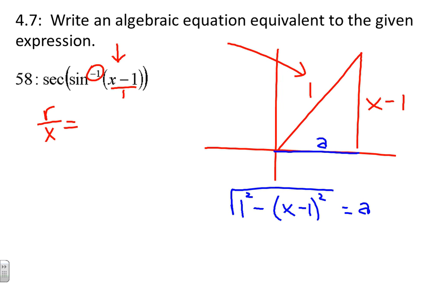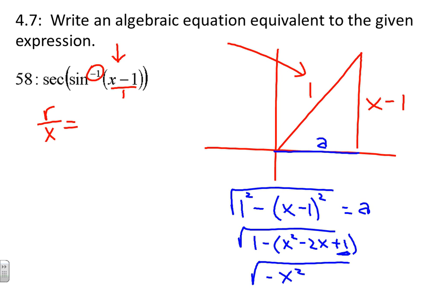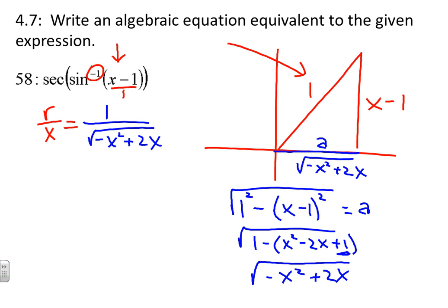Okay, if I do a little simplifying here, this gives me 1 minus FOIL, x squared minus 2x plus 1, and distribute the negative, and I get square root 1 eventually is going to be minus 1, so I get a negative x squared and eventually a plus 2x. So this is root negative x squared plus 2x. And what am I looking for? My r value on my x value. Okay, so that is it. A little trickier, not too bad though.